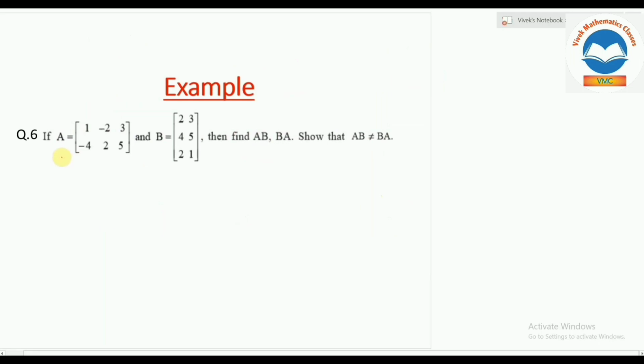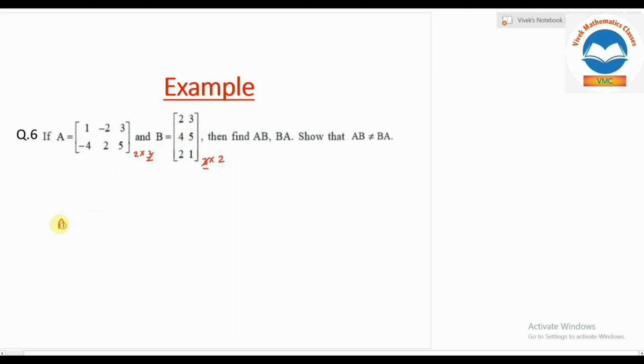Next, here they have given the A matrix and the B matrix, and they are asking to find AB and BA, and show that AB is not equal to BA. So first of all we will check whether matrix multiplication is possible or not. What is the order of A? A is 2 cross 3. What about B? B is 3 cross 2. So if you see here, the number of columns in the first matrix is equal to the number of rows in the second matrix. It is equal, so we can multiply. We can find AB.